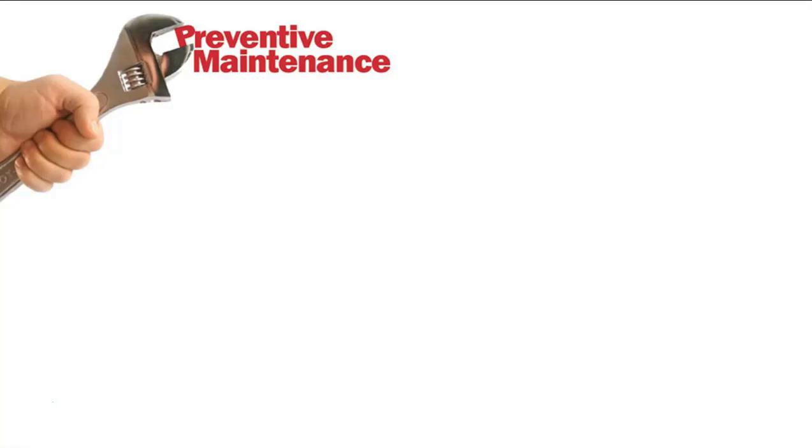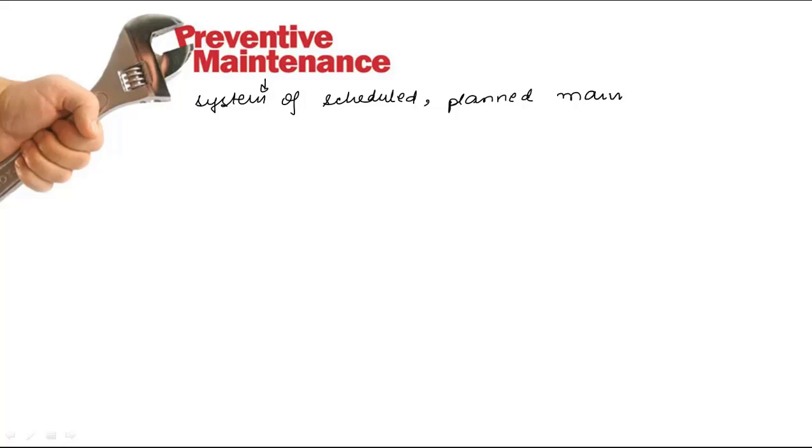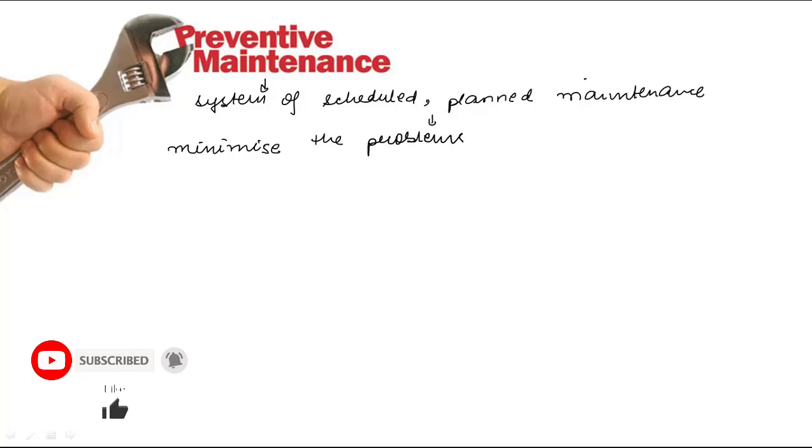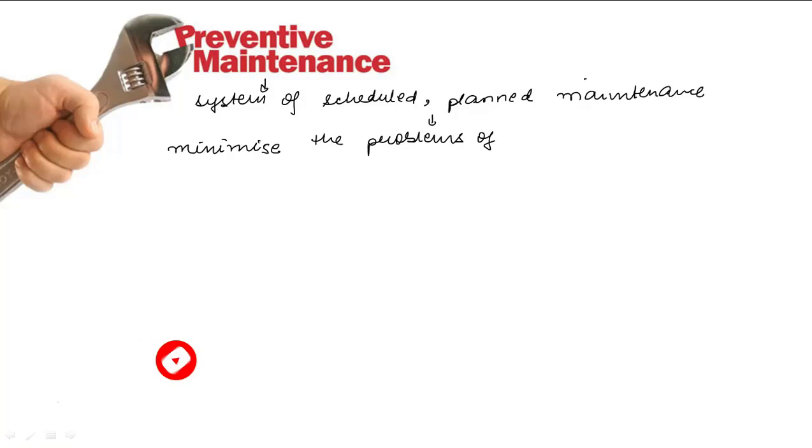Now, what is preventive maintenance? Preventive maintenance here refers to a system of scheduled, planned maintenance. Now, what is this maintenance going to do? This maintenance is going to help the business minimize the problems of breakdown maintenance.